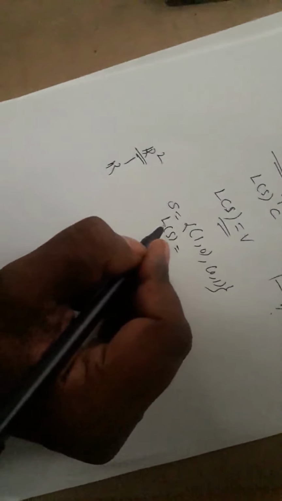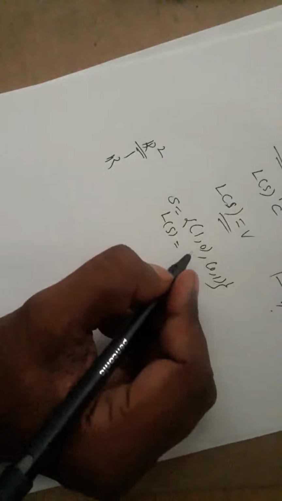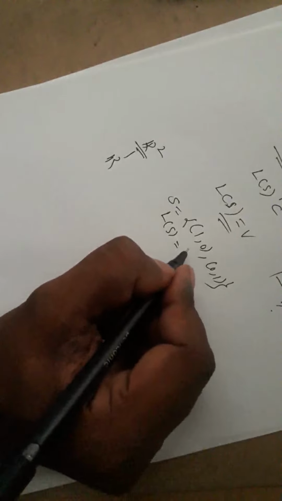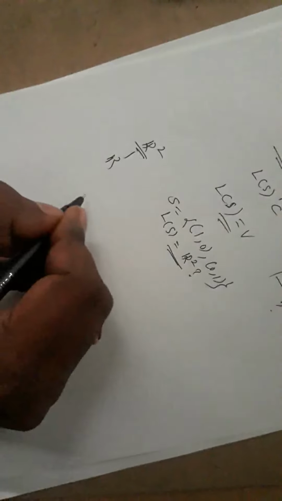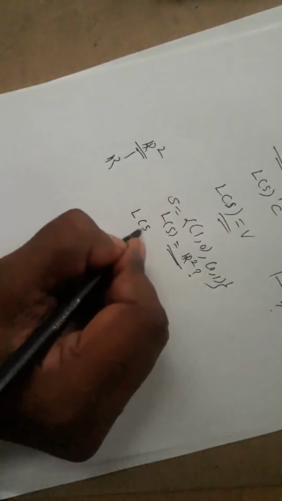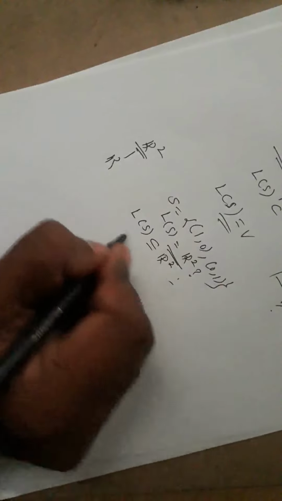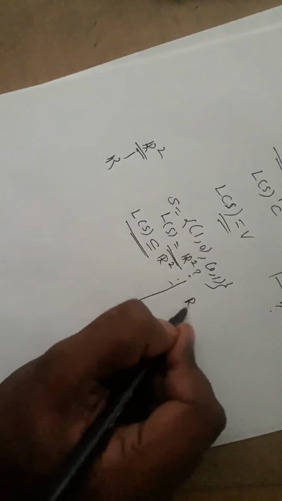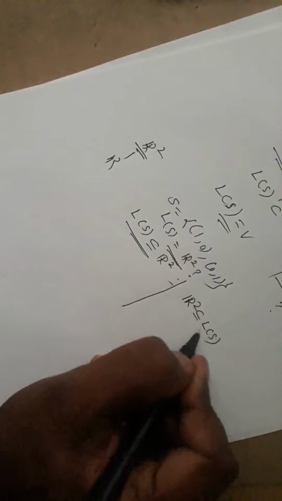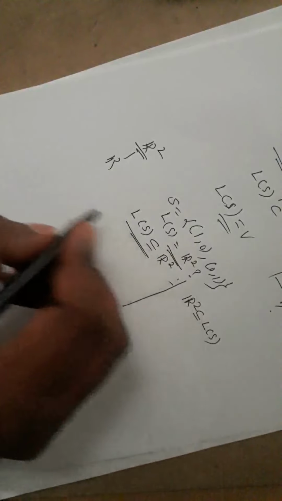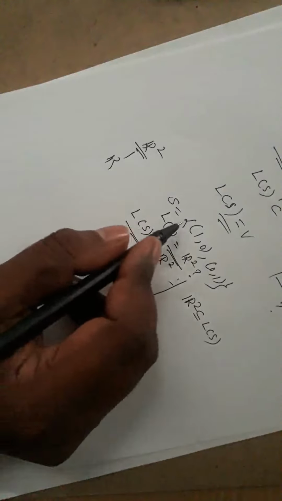So what will happen to L of S? See, L of S will be R square. However, L of S is the set of all linear combinations of this S, and R square must be contained in L of S. How does that look?